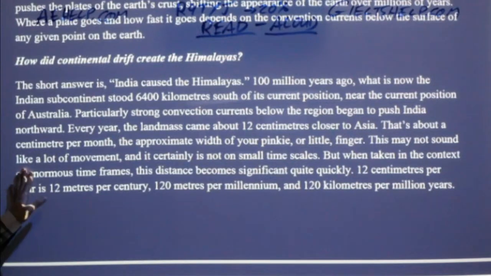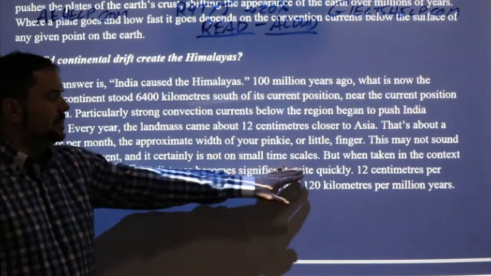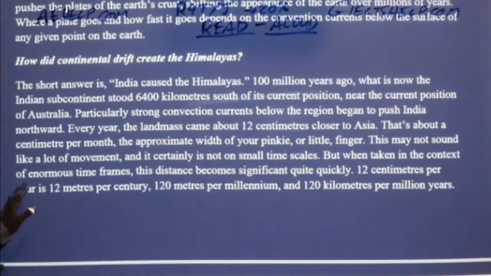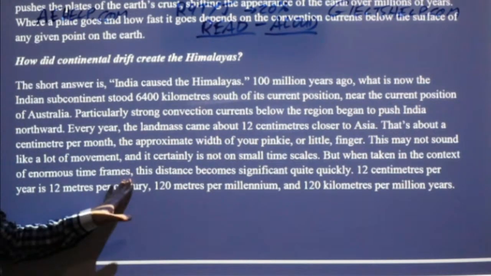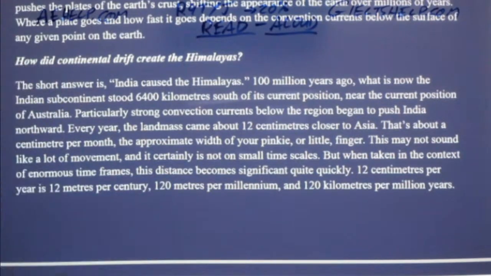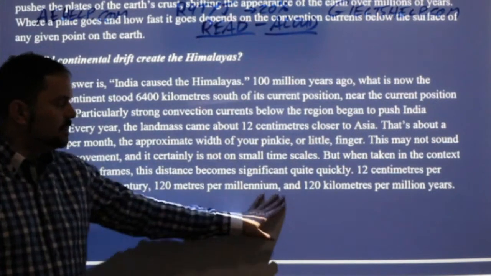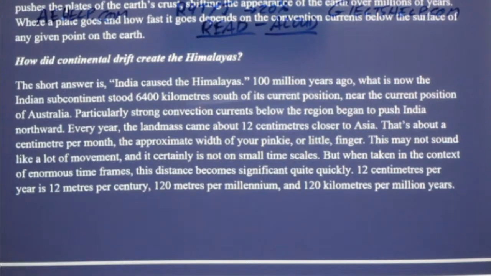This may not sound like a lot of movement, and it certainly is not on small timescales, but when taken in the context of enormous time frames, this distance becomes significant quite quickly. 12 centimeters per year is 12 meters per century, 120 meters per millennium, and 120 kilometers per million years.